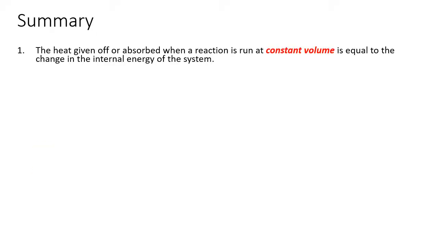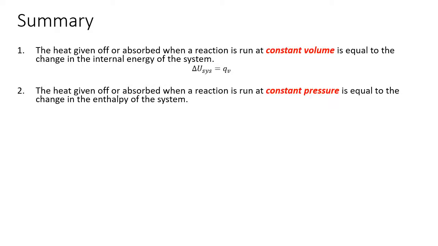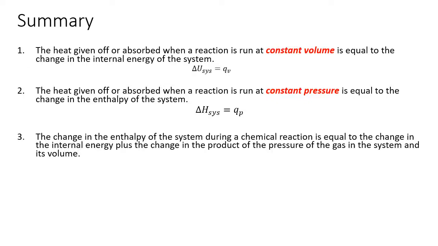Let's summarize the concepts we discussed. 1. The heat given off or absorbed when a reaction is run at constant volume is equal to the change in the internal energy of the system. Delta U system is equal to Q sub V, where delta U is equal to internal energy and Q sub V means heat at constant volume. 2. The heat given off or absorbed when a reaction is run at constant pressure is equal to the change in the enthalpy of the system, where delta H system is equal to Q sub P. Delta H represents the enthalpy, and Q sub P means heat at constant pressure.